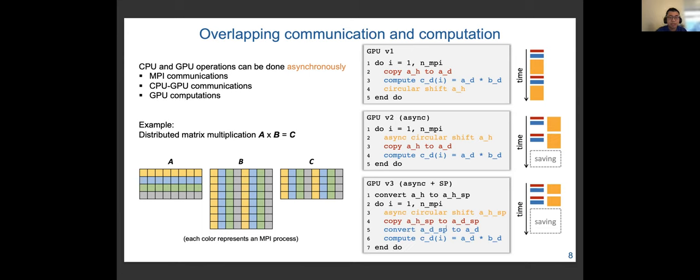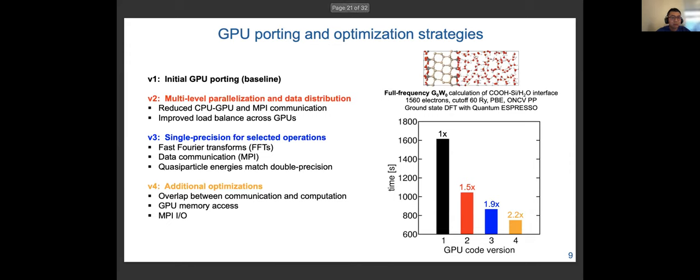Before MPI communication, we convert the data from double precision to single precision, and then we do the MPI communication in single precision. It turns out that doing this doesn't change the physical observables we are calculating, but it leads to roughly a factor of two speed up in the MPI communication. So let's go back to the silicon water interface model. By utilizing single precision in some operations in the code, including the MPI communication I just mentioned and also some FFT operations, we get an additional speed up to version 2.